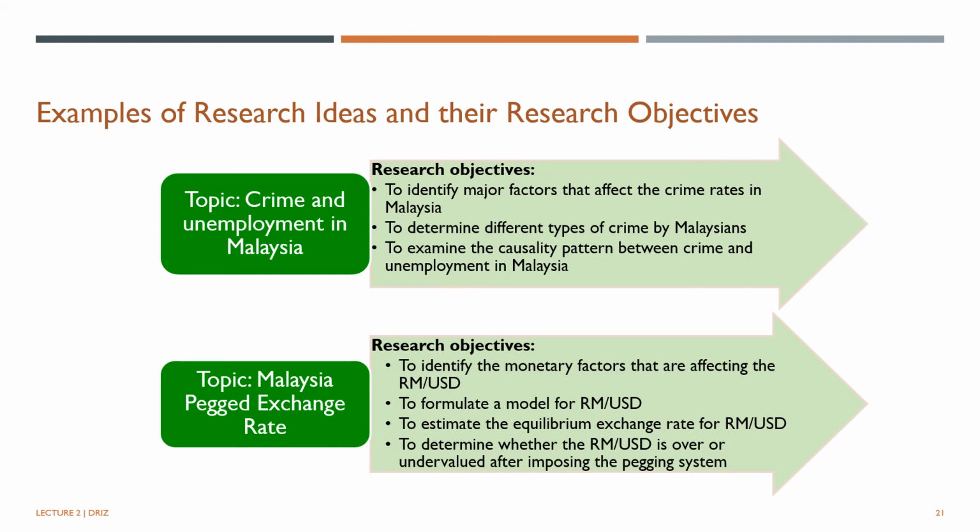The second topic, Malaysia's pegged exchange rate, gave way to 4 research objectives. 1. To identify the monetary factors that are affecting the ringgit per US dollar. 2. To formulate a model for the exchange rate. 3. To estimate the equilibrium exchange rate for ringgit per US dollar. And 4. To determine whether the exchange rate is over or undervalued after imposing the pegging system.